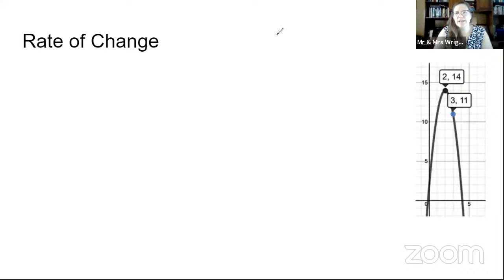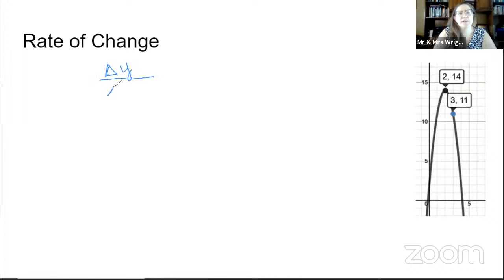And so here we have a parabola and we say, well, what's the rate of change or the slope between these 2 points? The first one has an ordered pair of 2, 14, and the second one has an ordered pair of 3, 11. Well, at this point, you need to remember, what is our formula to figure out rate of change? Well, it's the vertical change or the change in y divided by the horizontal change or the change in x, right? So let's call one of these point 1 and the other one point 2. I'm going to go here with this as point 1 and this one will be point 2.